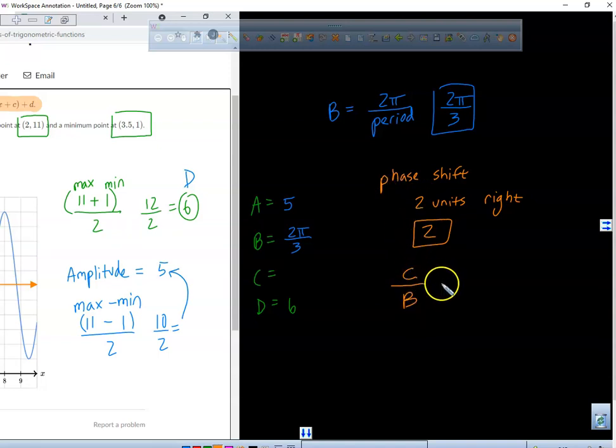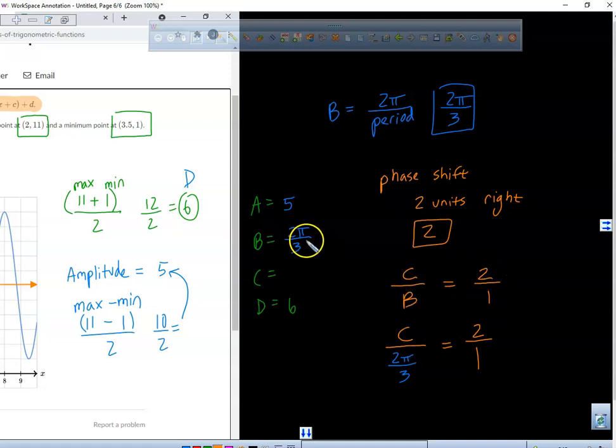So if C over B equals the phase shift, what is our phase shift? 2. So you put C over B equals 2 over 1. This is the method to find the C value. Do we know the B value? What is our B value? 2 pi over 3. So watch this, ready? C over the B value, which is 2 pi over 3. What is that equal to? That's equal to 2 over 1. Look at it carefully. C over B equals 2 over 1.